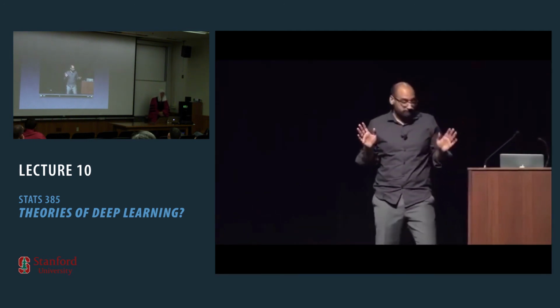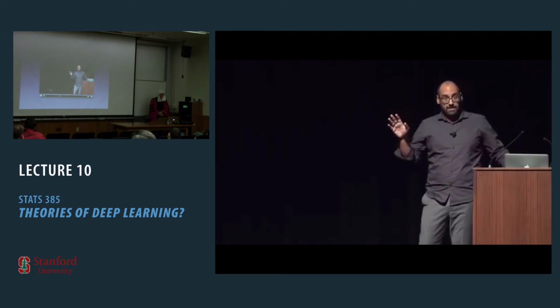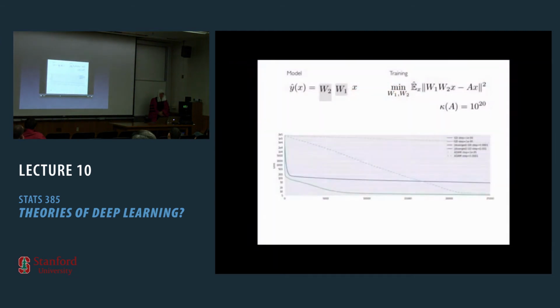I'll illustrate. I'm going to take the simplest deep net I can think of. It's a 2-layer linear net, so identity activation functions. And the labels are a badly conditioned linear function of the inputs. On the left is my model. It's a product of 2 matrices that get taller, and they just multiply the input. And on the right is my loss function. And this is the progress of gradient descent and of various variants of it.